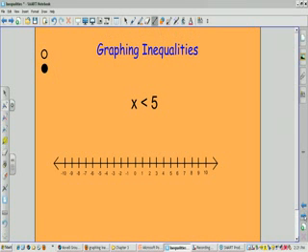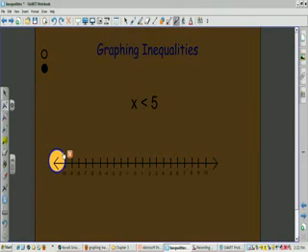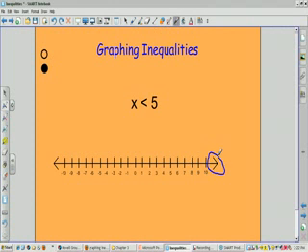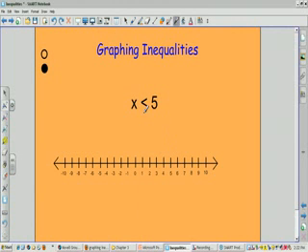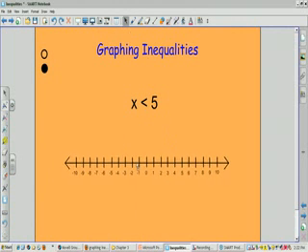Here's one now that's x less than 5. The first thing we need to do is draw our graph. Again, we probably only need a graph from about there to there. It doesn't need to be too big or complicated. But I should point out that there's an arrow on each end of the number line, guys. That's important to show that it goes on and on and on. So an arrow on that side and an arrow on that side. Okay, so x is less than 5.